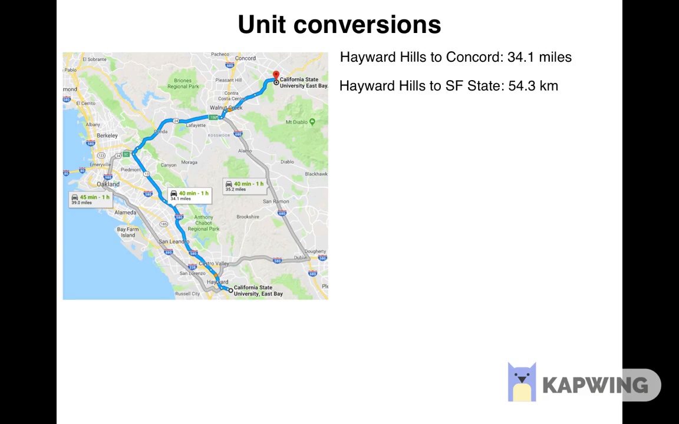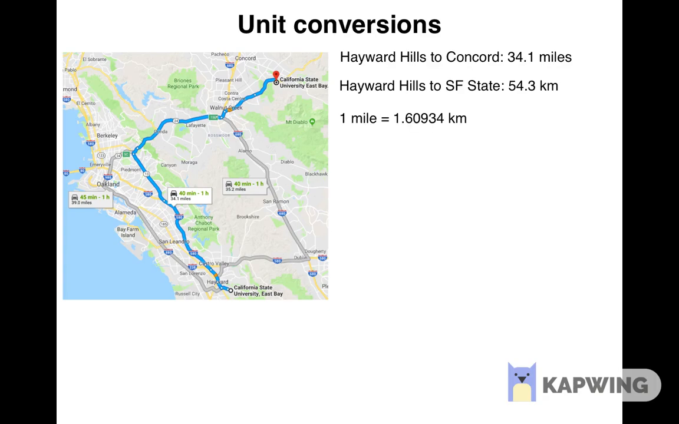Bay is 34.1 miles, and that the distance between the Hayward Hills campus and our sister school, San Francisco State, is 54.3 kilometers. Which of the two distances is greater? To find out, we need to look up how 1 mile compares to 1 kilometer. The Google query miles to kilometers provides us with this information.